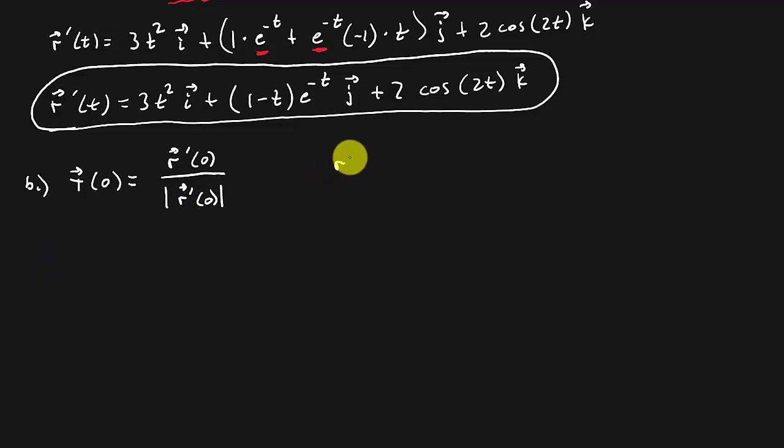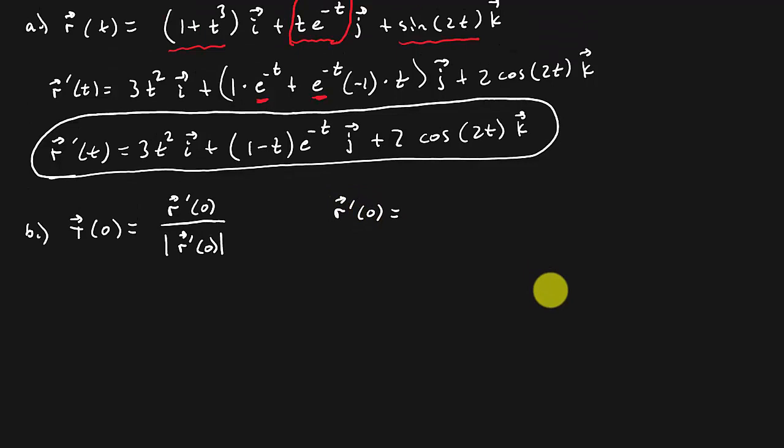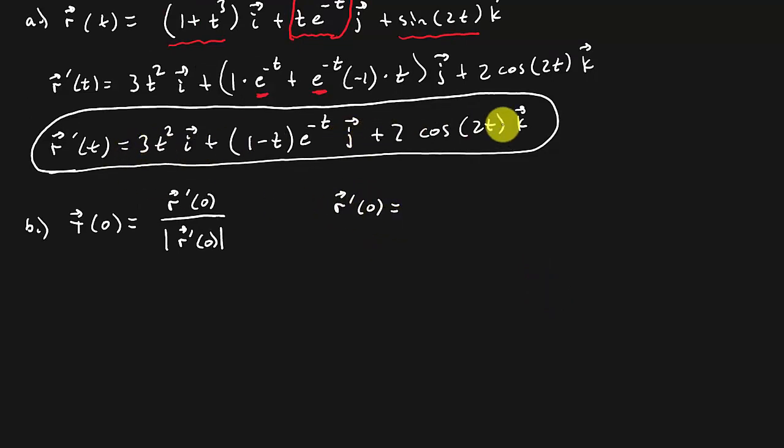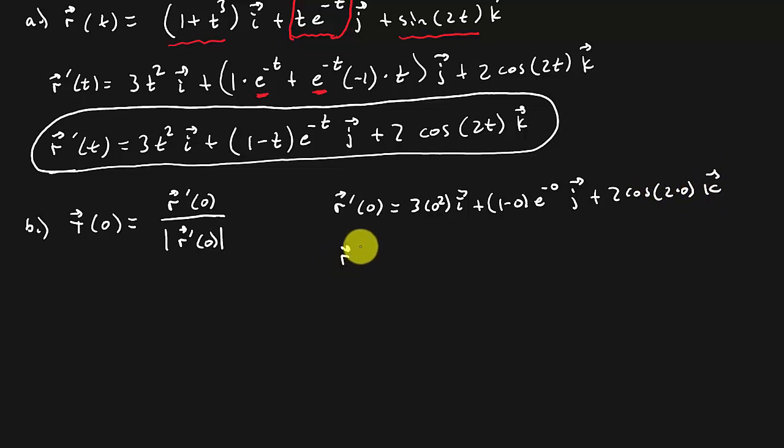So all we're going to do is plug 0 in for t up here. Let's just show it: 3 times 0 squared times i, plus (1 minus 0) e to the negative 0 times vector j, plus 2 times cosine of 2 times 0 times vector k. And so I get r prime of 0 is equal to j plus 2k. That first term goes out, that's 0. This is 1. And cosine of 0 is 1, so 1 times 2 gives me the 2.